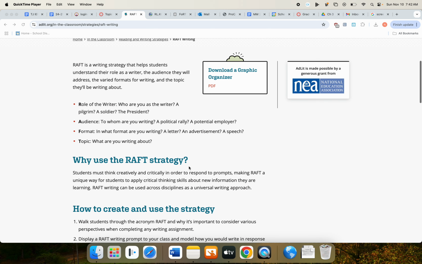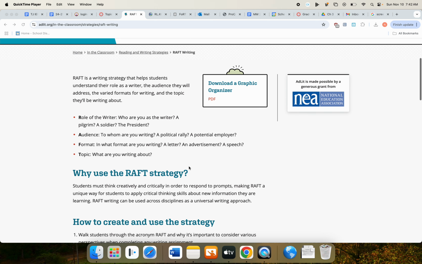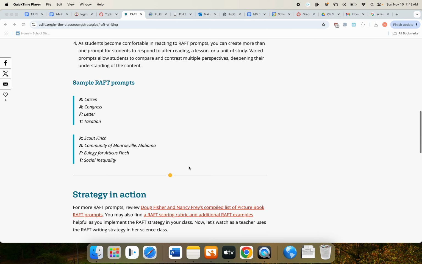I also think the RAFT strategy could be used across social studies, especially persuasive writing, and the different things within social studies. I think back to government courses, when they're working on case studies and they're having to argue a certain way. The role of the writer within that would be like a lawyer or someone arguing that. It could also be used in ELA classes, science classes. I think it's really versatile and could be used in a lot of different areas. Once again, I chose to focus on math, and I think it fits the best with math.